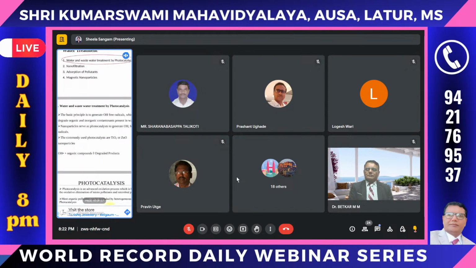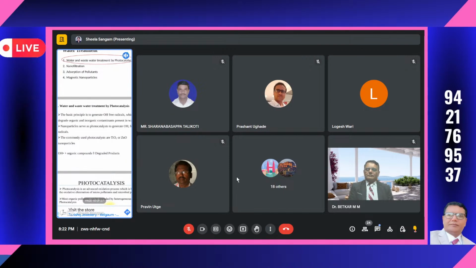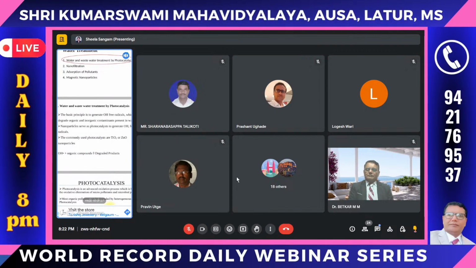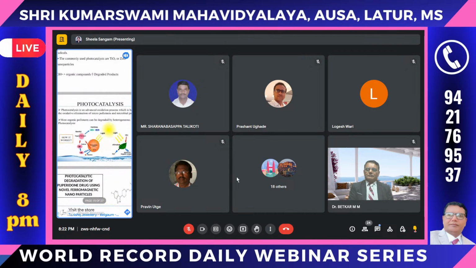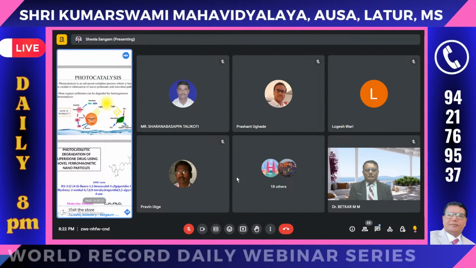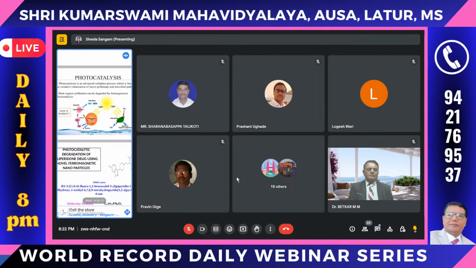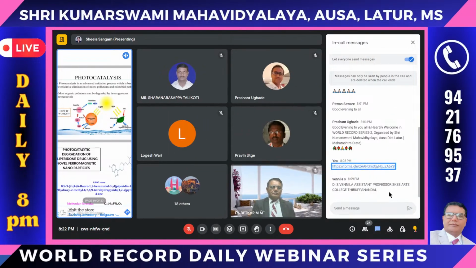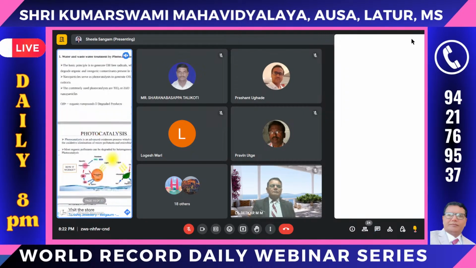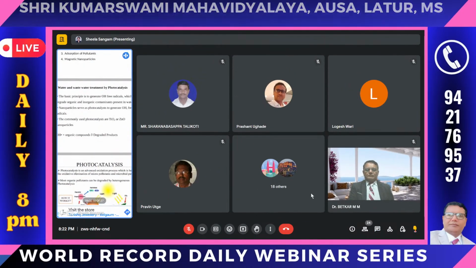So here the main application is water and wastewater treatment by photocatalysis. When we go with water and wastewater treatment by photocatalysis, we should know what photocatalysis is. Photocatalysis is nothing but the degradation of any material into a smaller one. That is called photocatalysis. By using light, sunlight, we are converting the bigger molecules into smaller ones. That is called the photocatalytic process. Why do we have to go with these types of photocatalysis processes?